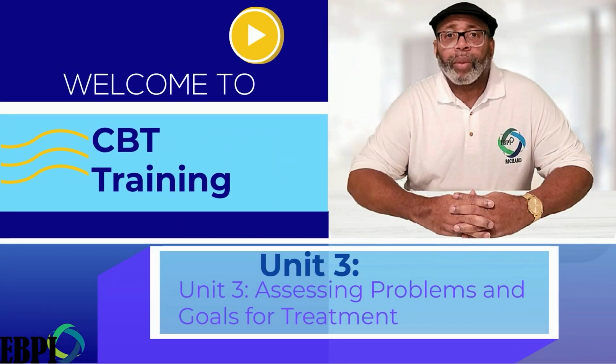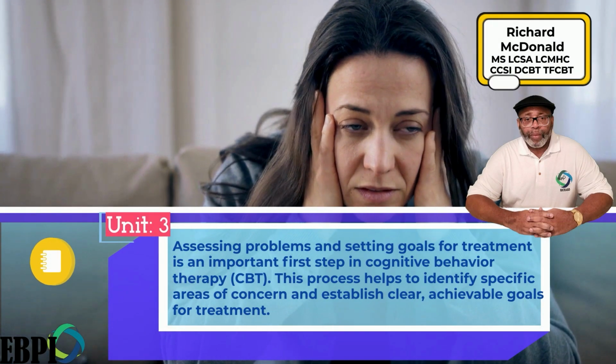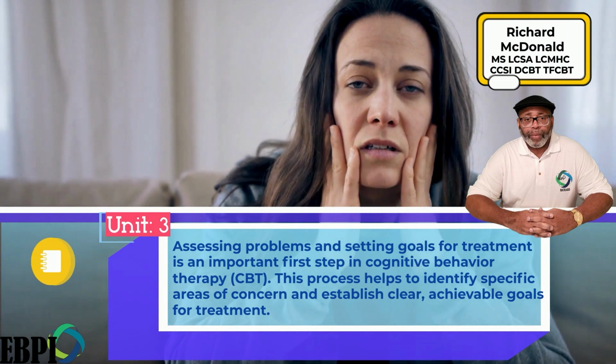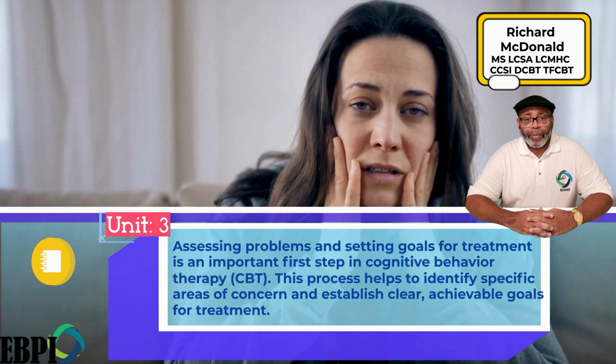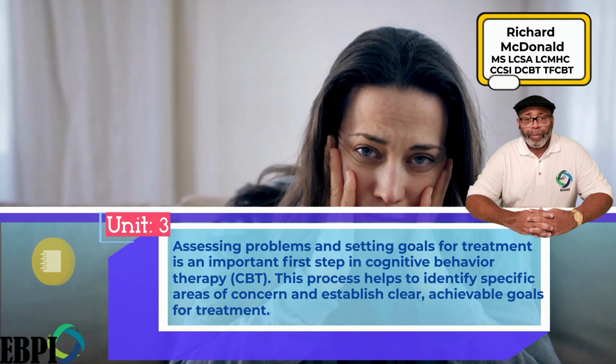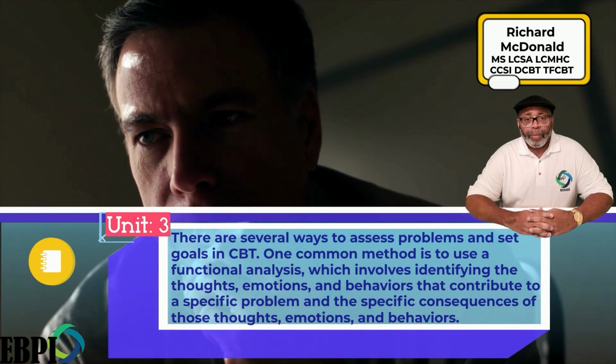Unit 3, Assessing Problems and Goals for Treatment. Assessing problems and setting goals for treatment is an important first step in cognitive behavior therapy. This process helps to identify specific areas of concern and establish clear, achievable goals for treatment. There are several ways to assess problems and set goals in CBT.